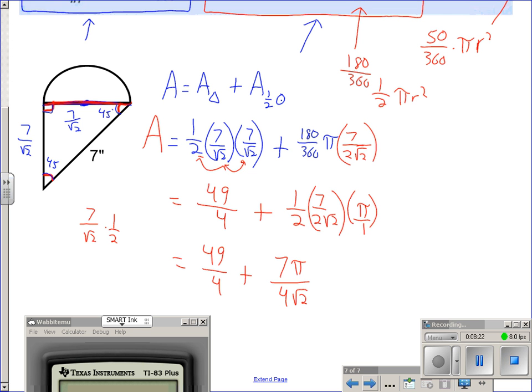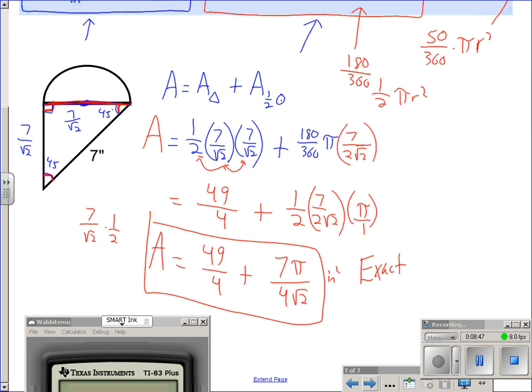Now, when we are dealing with pi, anything, whether it's circumference, arc length, area of a sector, there's 2 types of answers. This one. We were dealing with inches. This is an area, so this is inches squared. But when we leave it in terms of pi like this, it is the exact answer. We did not round anything. We're not cutting off any kind of decimals. This is an exact answer.